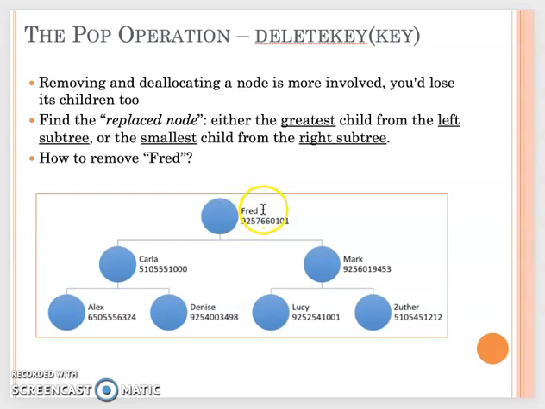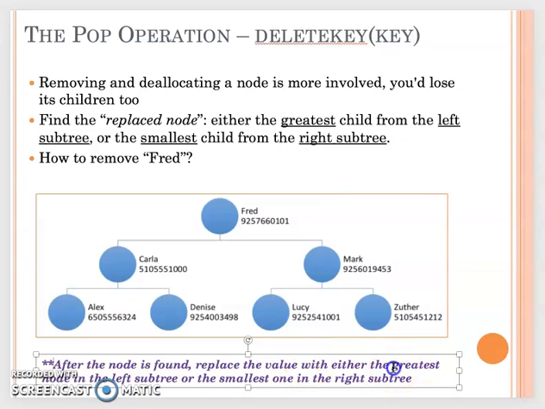So when you find the top node, you try to replace. We need to find the greatest one from the left tree, or the smallest one from the right tree. You see, is that right? The greatest value from the left subtree, or the smallest value from the right subtree. That's why either Lucy can go up. So you see, Lucy is greater than all the left subtree and smaller than the rest of the right.